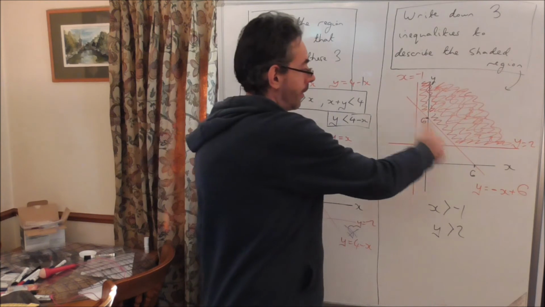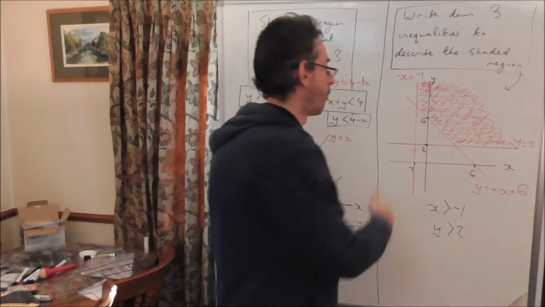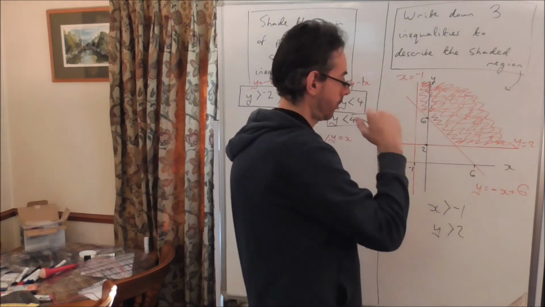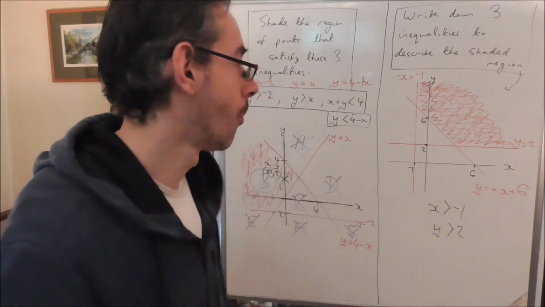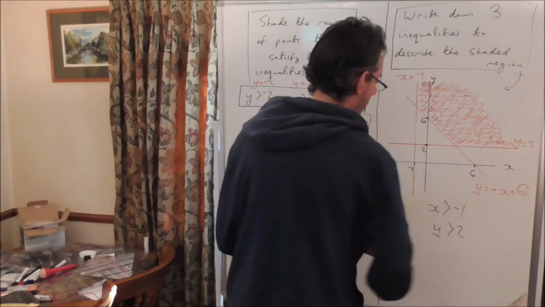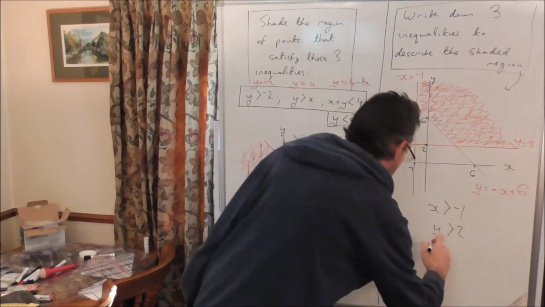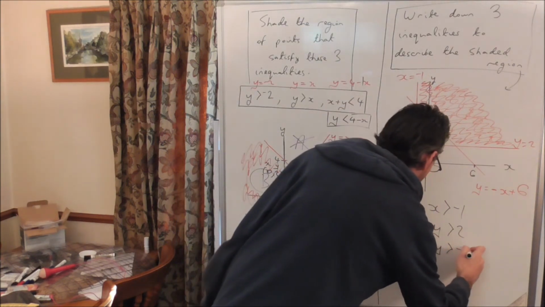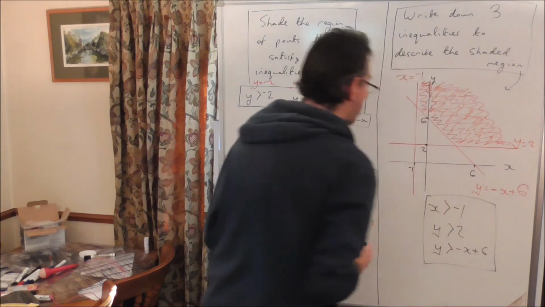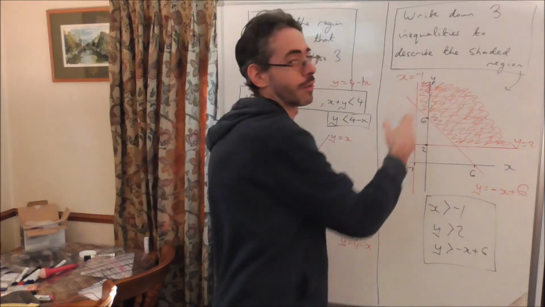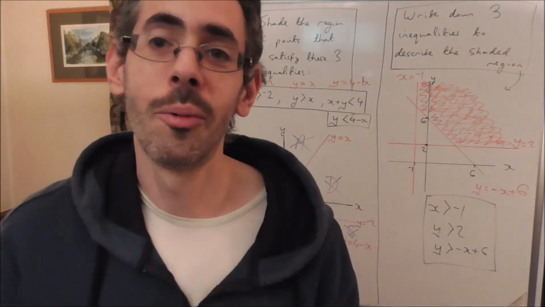And looking at this boundary line, on this line, y equals -x plus 6. So our region is above that line. So for points in our region, the y-coordinate is greater than -x plus 6, because it's above the line. So y is greater than -x plus 6. So those are the three inequalities that describe the points in that region. So that's it.